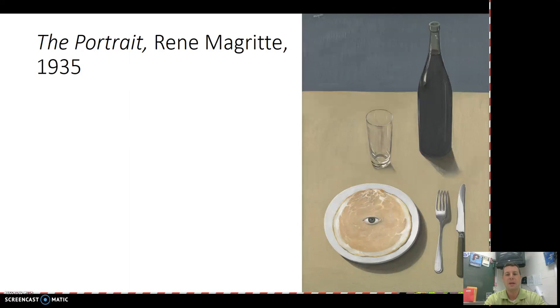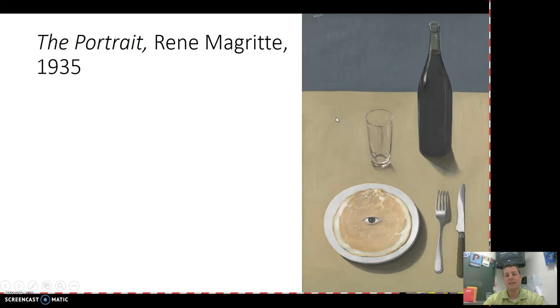In the next one, everything looks normal, no big deal. Got a bottle of what appears to be wine, maybe meat or crepe on the table. Place is all set, but there's an eyeball in the middle. Look, there's an eye in the middle of the plate right here, and you can't miss it.